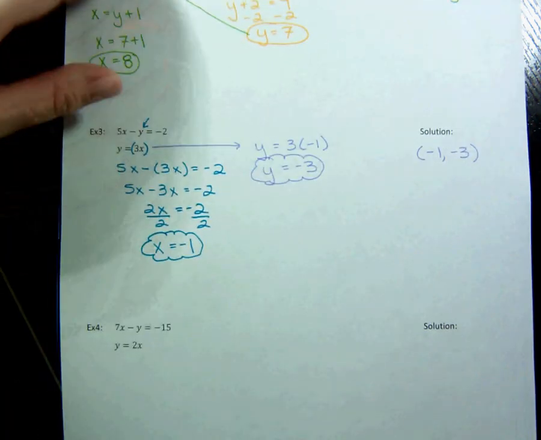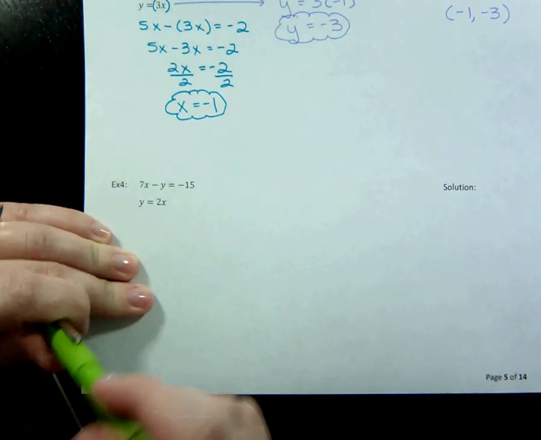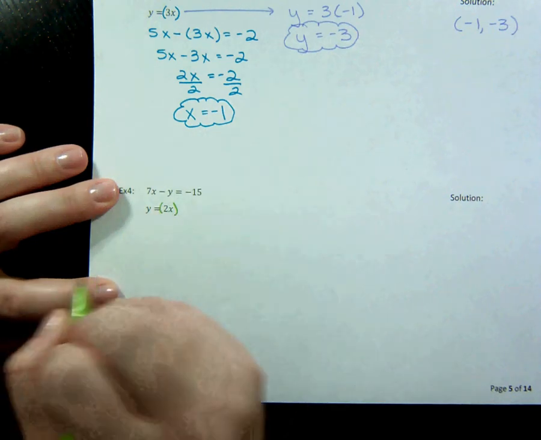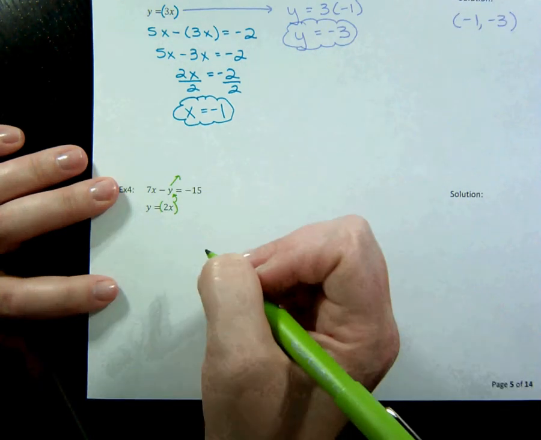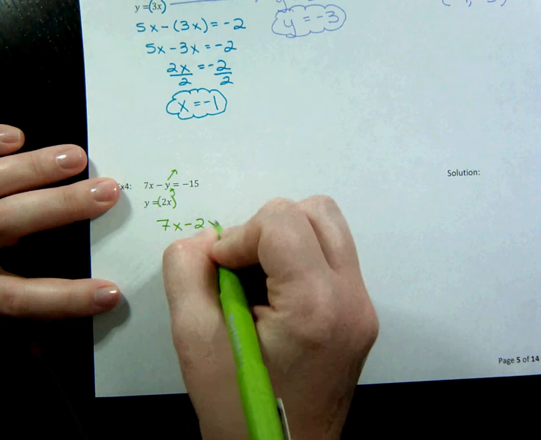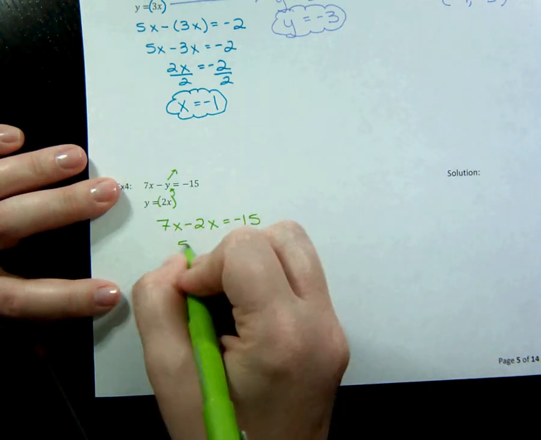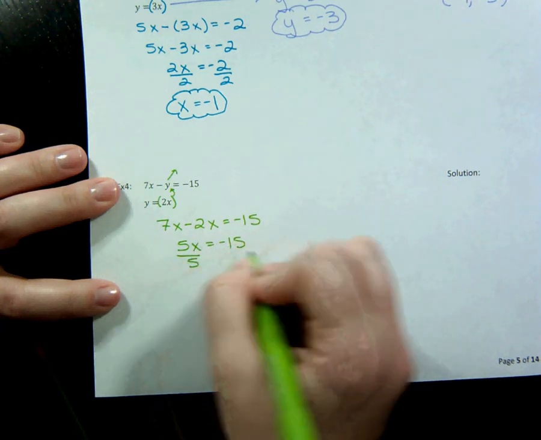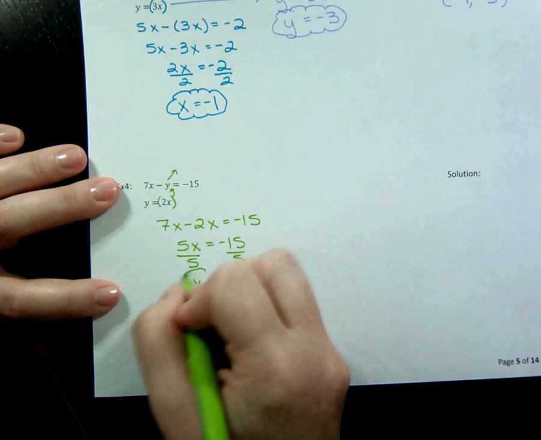Example 4 is very similar. The y variable is already isolated. So I'm going to put parentheses around what it's equivalent to. I'm going to take that y out of the first equation and substitute in 2x. So we have 7x minus 2x equals negative 15. 7x minus 2x is 5x equals negative 15, and then divide by 5. So x equals negative 3. That's one answer.